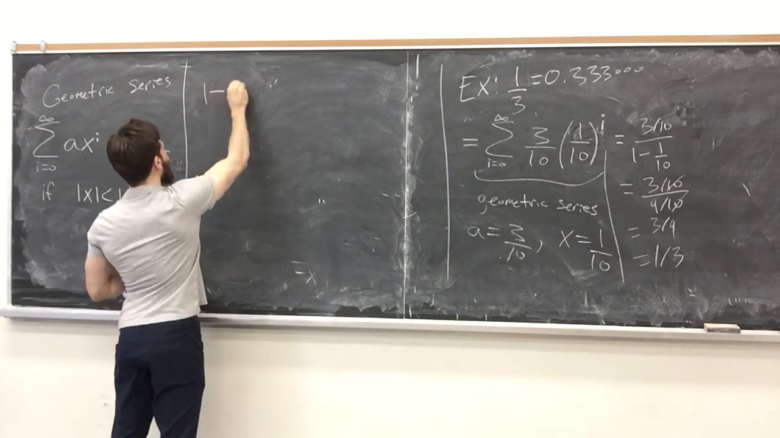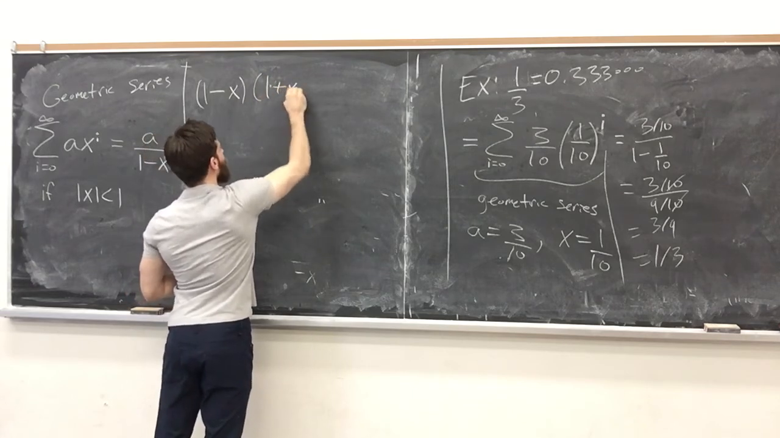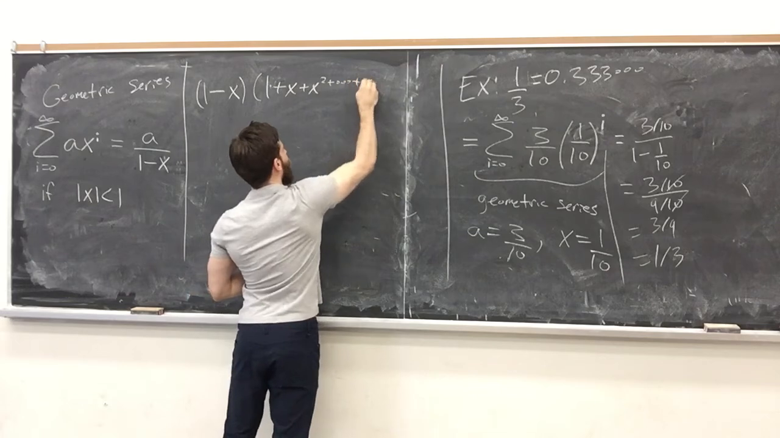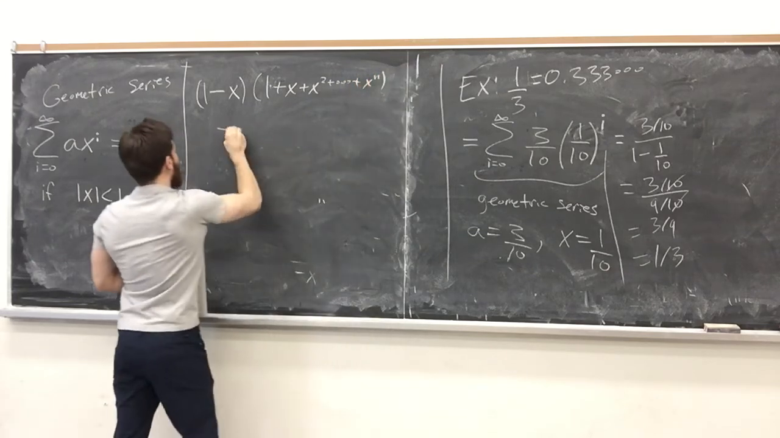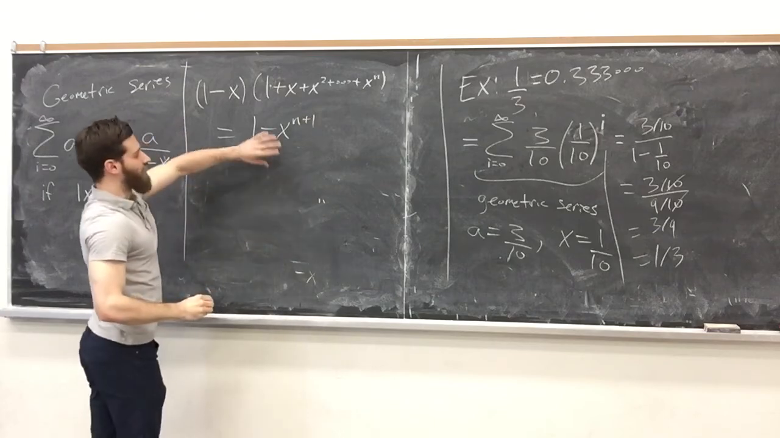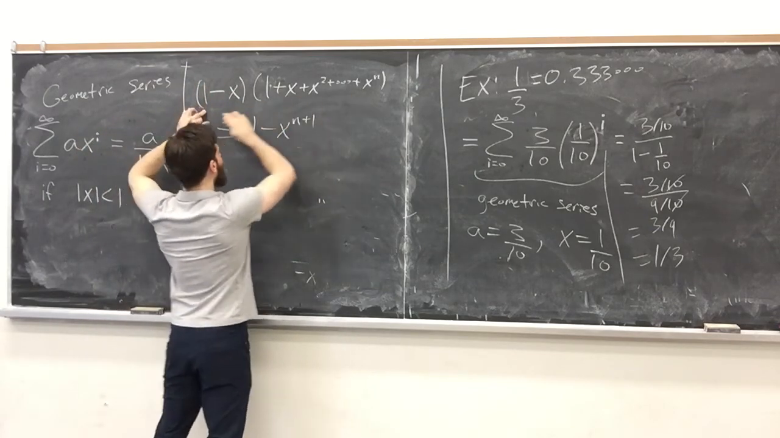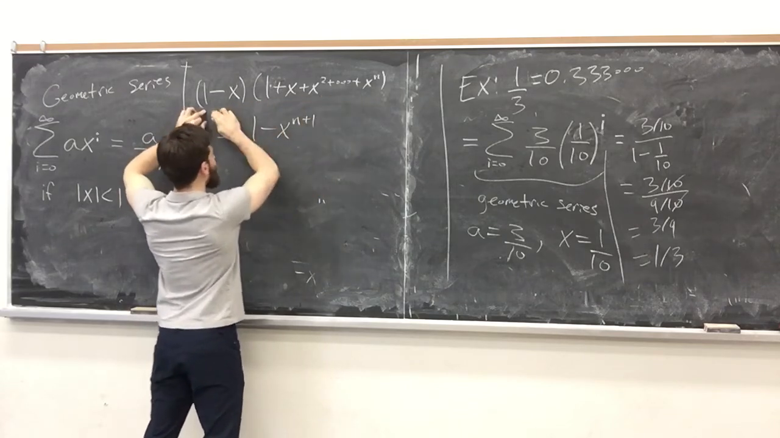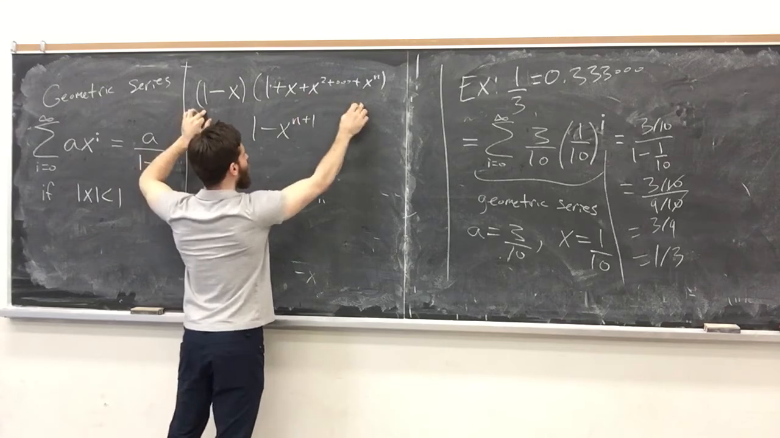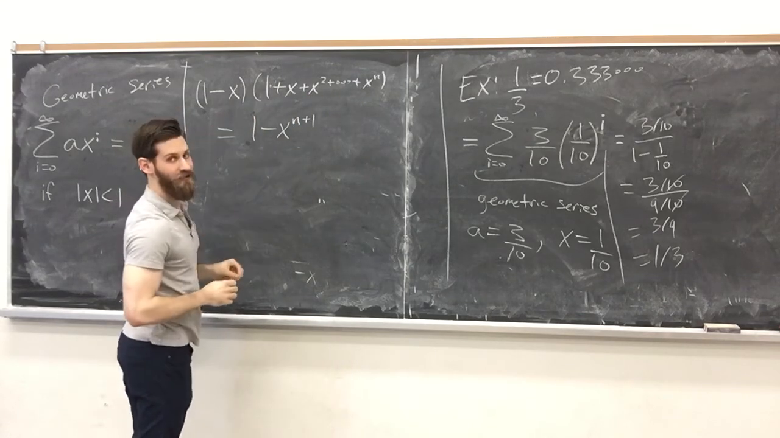So if we take 1 minus x and we multiply by 1 plus x plus x squared plus dot dot dot plus x to the n, we get 1 minus x to the n plus 1. It might not be obvious to you that this is true, but if you want to pause the video and expand it out, multiply 1 by each term, multiply x by each term, and then subtract them. And what you're going to get is this.